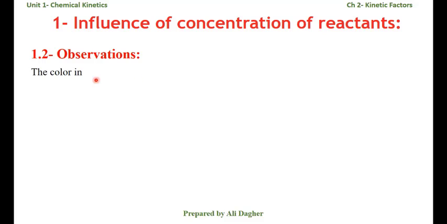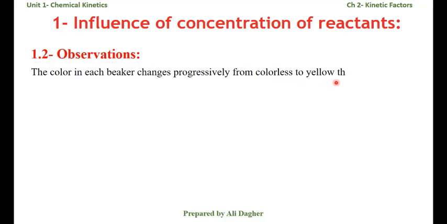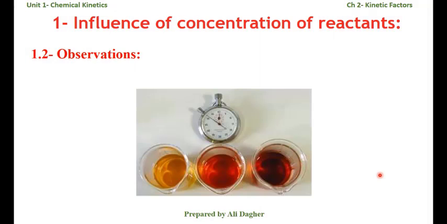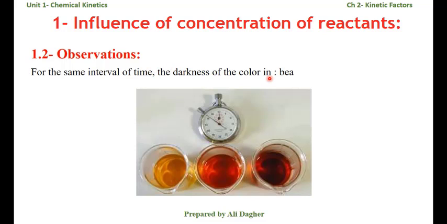Observations. The color in each beaker changes progressively from colorless to yellow, then to red-brown due to the slow formation of iodine I2. As we have seen in the two pictures, the color changes from yellow to red-brown. For the same interval of time, the darkness of the color in beaker A is less than that in beaker B, which is less than that in beaker C.